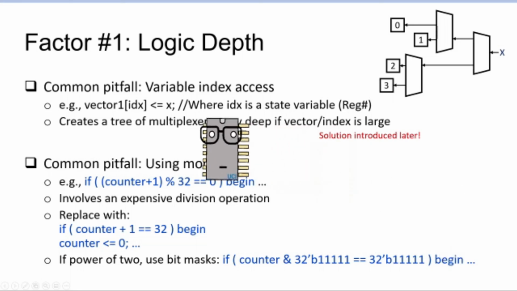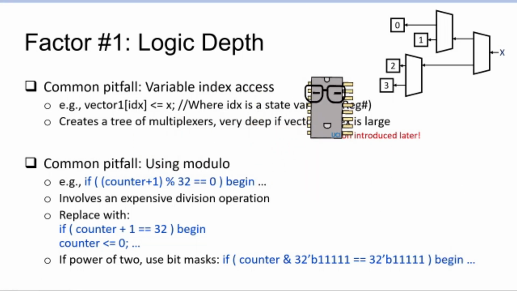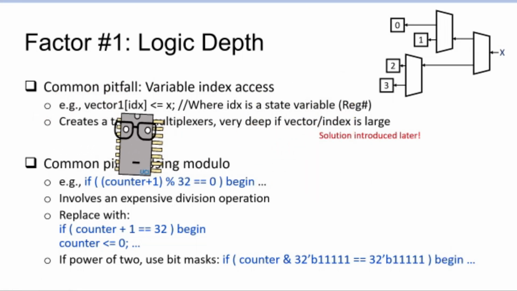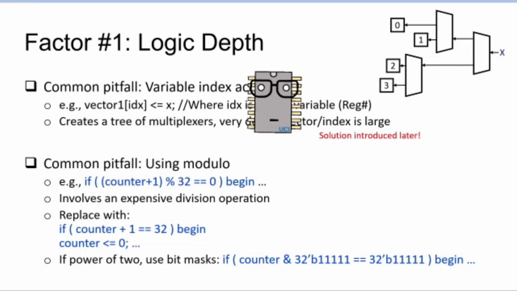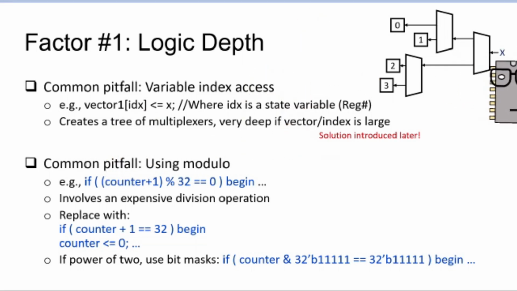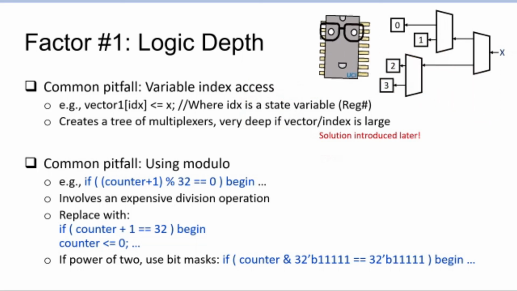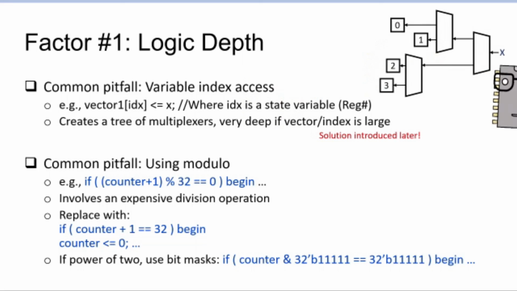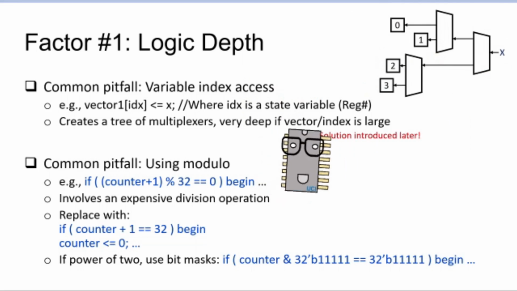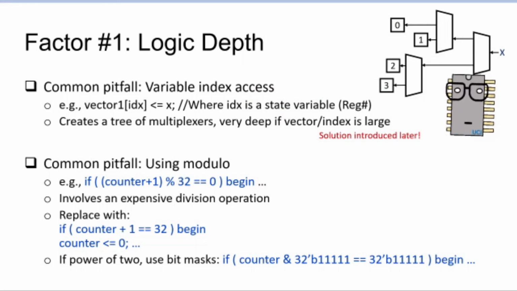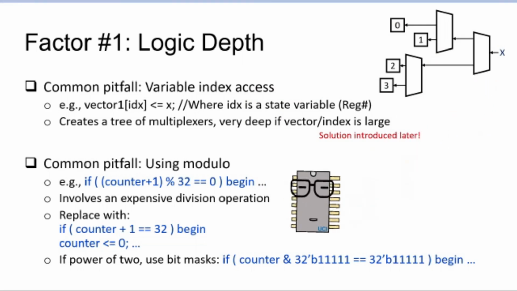Similarly, another common pitfall is variable index access into vectors. If you have a vector and you do something like this, where IDX is a state variable, a register, this creates a tree of multiplexers like this one, because the value X that is being written to the vector needs to be able to be assigned to any of these locations in the same clock cycle. So it creates a tree of multiplexers, very deep if the vector or the index is very large. So this is also a common cause of timing errors as well.